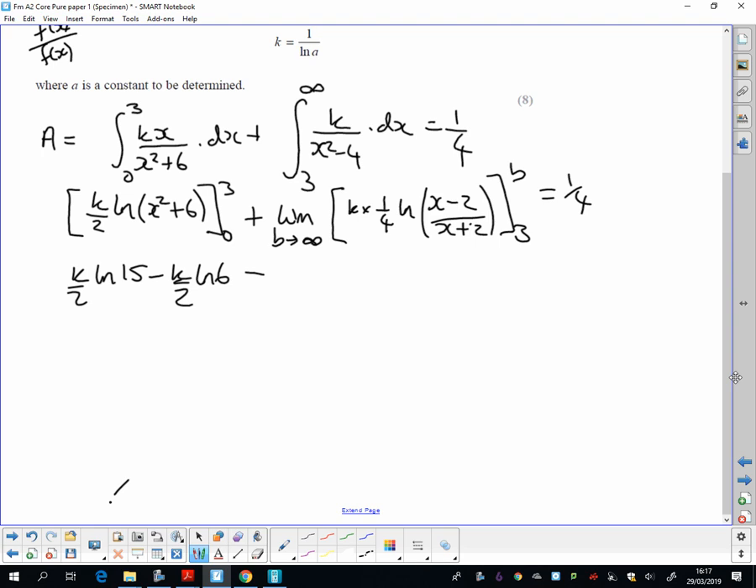Okay, now what happens here? As b tends to infinity, what's actually going to happen to our expression? Well, this ln here is going to end up tending to ln of 1 over 1. As b gets very large, the plus and minus 2 aren't going to make much effect. So it's going to tend to ln 1. Ln 1 is 0. So the limit as b tends to infinity is going to be 0 for that bit. Then we're going to have to substitute in 3. So we're going to get negative a quarter ln a fifth, and that equals a quarter.